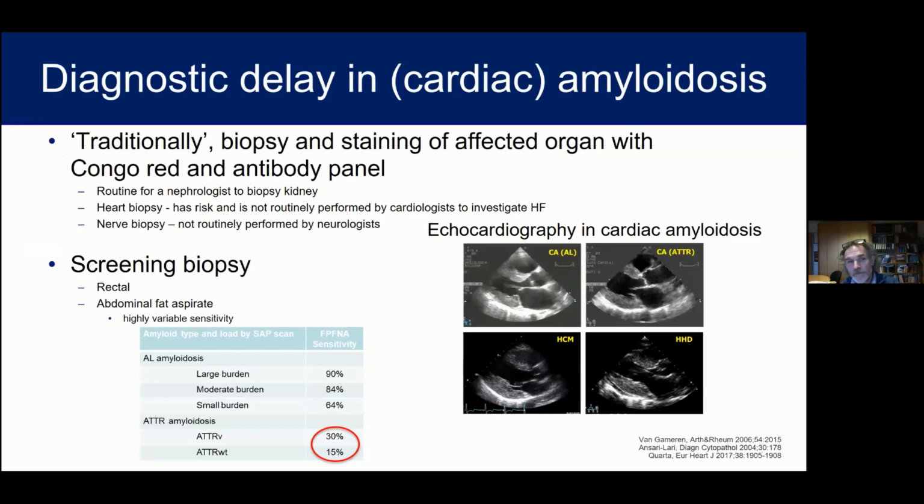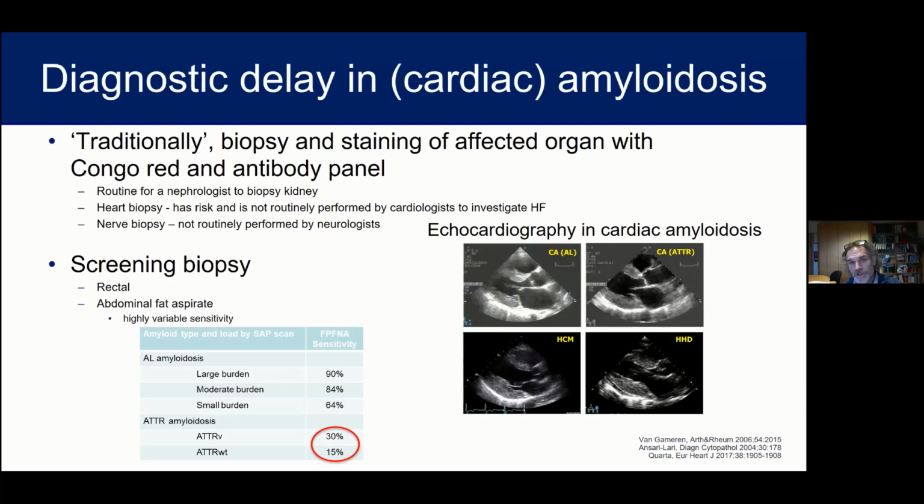And whilst it's easy for a nephrologist who sees a patient with proteinuria to do a kidney biopsy, because that's routinely undertaken in clinical practice, cardiologists and neurologists, for example, will rarely do a biopsy to investigate heart failure or a peripheral neuropathy, respectively. It would overwhelm them. One can do a screening biopsy, and in the old literature, you will be aware of rectal biopsies. More recently, many centers do abdominal fat aspirates.